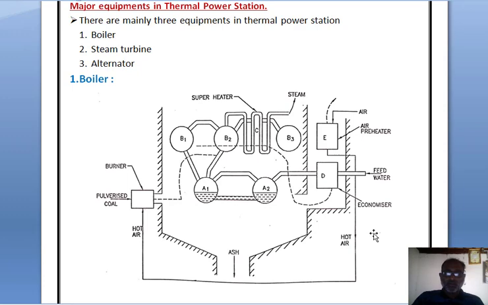So a modern boiler generates steam at 100 to 175 kg per centimeter square pressure, and it generates 350 tons per hour.